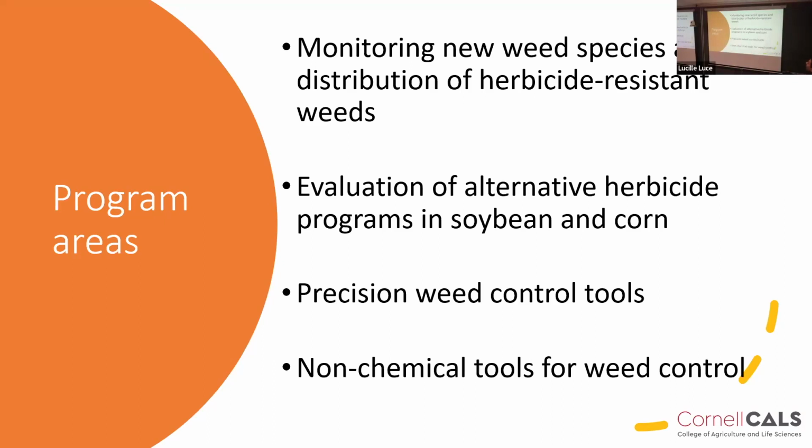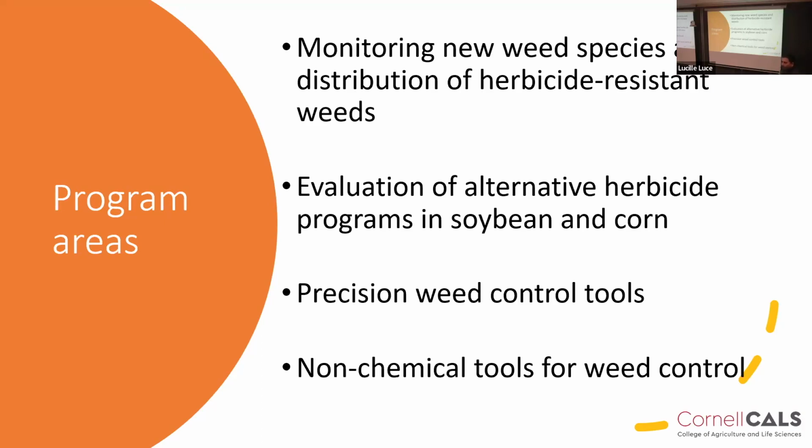And you can see the first is monitoring new weed species and distribution of herbicide-resistant weeds. This is my core emphasis: understanding what's going on in field crops in New York in terms of herbicide-resistant weeds. What are the new species we are seeing in our regions due to changing climate or other management practices? The second aspect is evaluating herbicide programs.